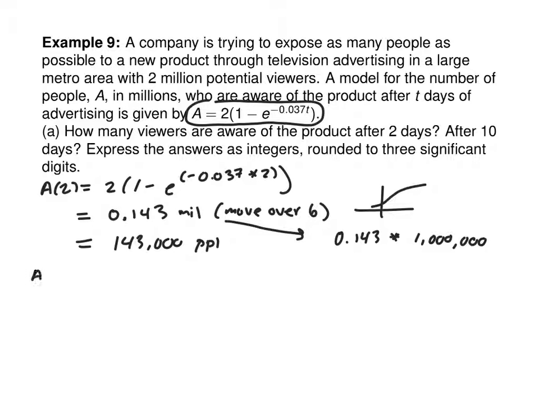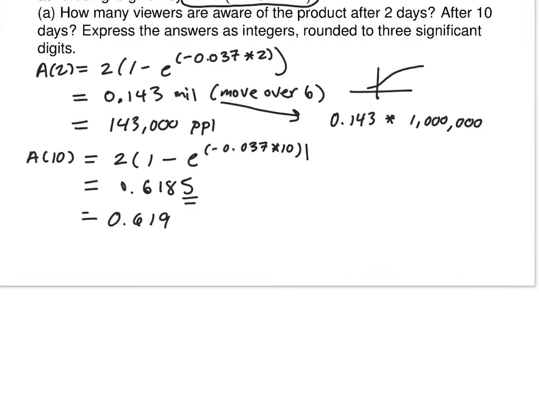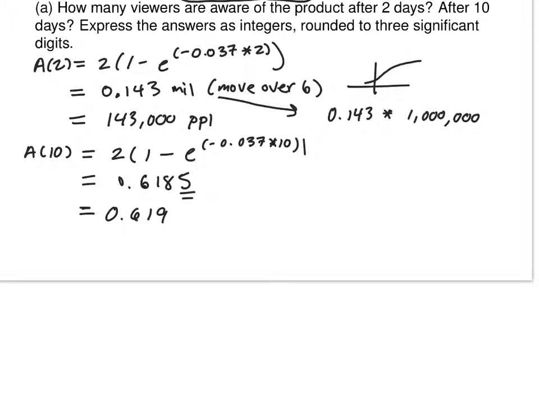So how about 10? So for 10 days, you plug in 10, right? 2 times 1 minus e to the negative 0.037 times 10. For that, you get about 0.6185. Does that round up or down? This 5 means that it rounds up. So 0.619. So what would that be as an integer? 619,000.